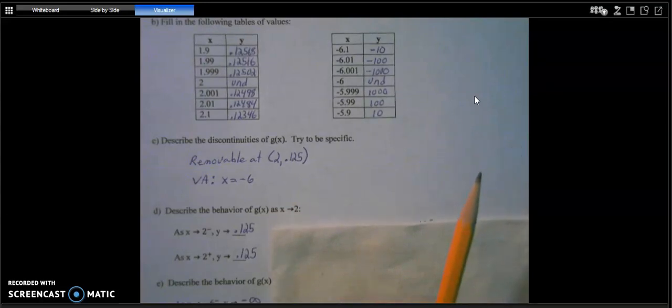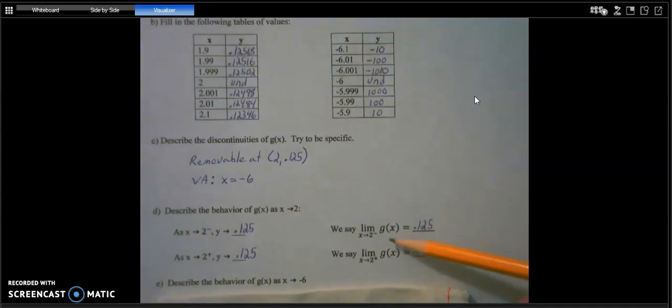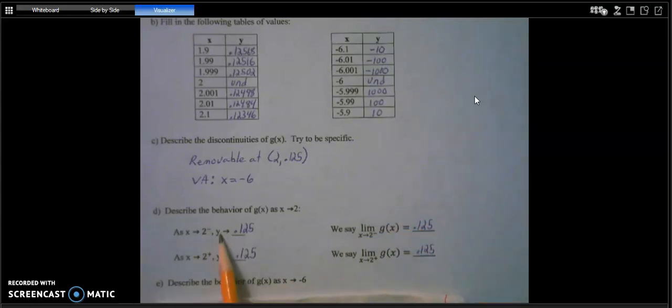So using limit notation, as x approaches -2, I just made that mistake. As x approaches 2 from the left, our g of x function approaches 0.125. So this is the notation of how you write this concept. Okay, and same idea for approaching 2 from the right side.